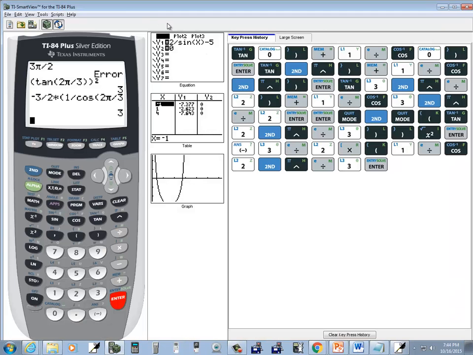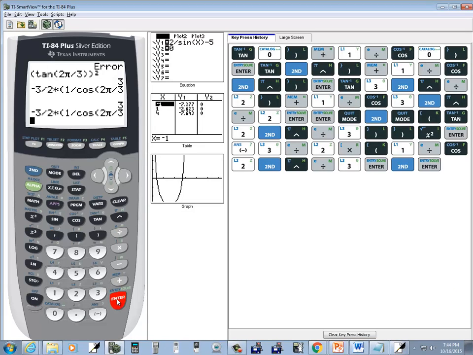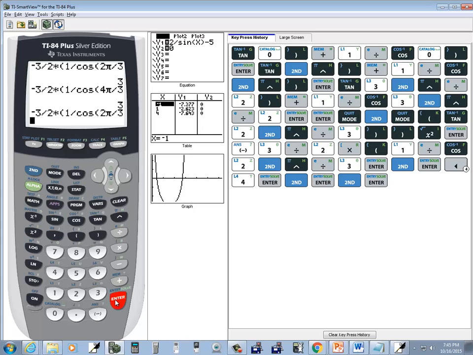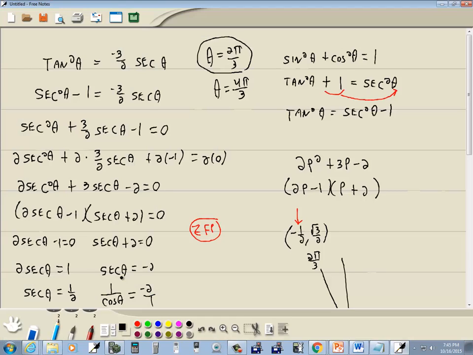Okay, let's do 4 pi over 3. Now, the neat part about the TI-83, TI-84 is you can do second enter to bring up the previous entry. Once I do that, I can arrow over. Instead of 2 pi, I'll put 4 pi in there. And that gives us 3. Now if I do second enter, and then second enter there, and then second enter one more time, that brings up this one. And I come over here, or you can just type this all in brand new, and change 2 pi to 4 pi. And that gives us 3. Since both of them give us 3, both of these check. And those are our answers.